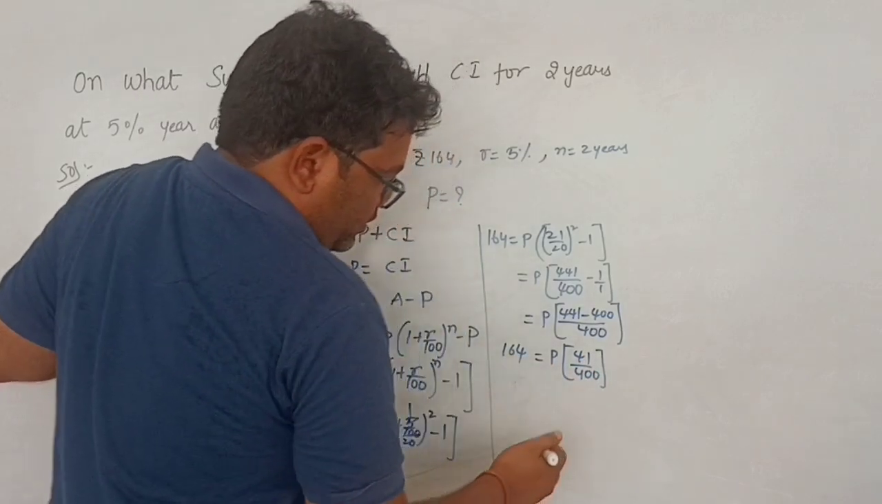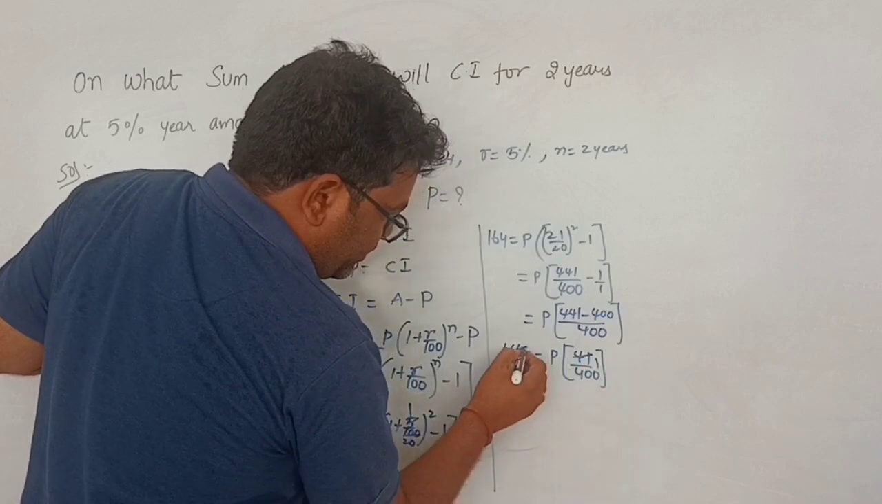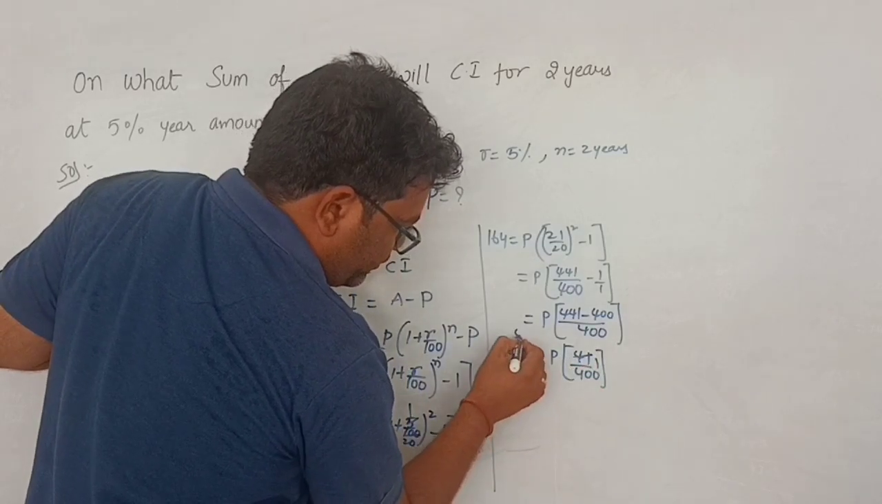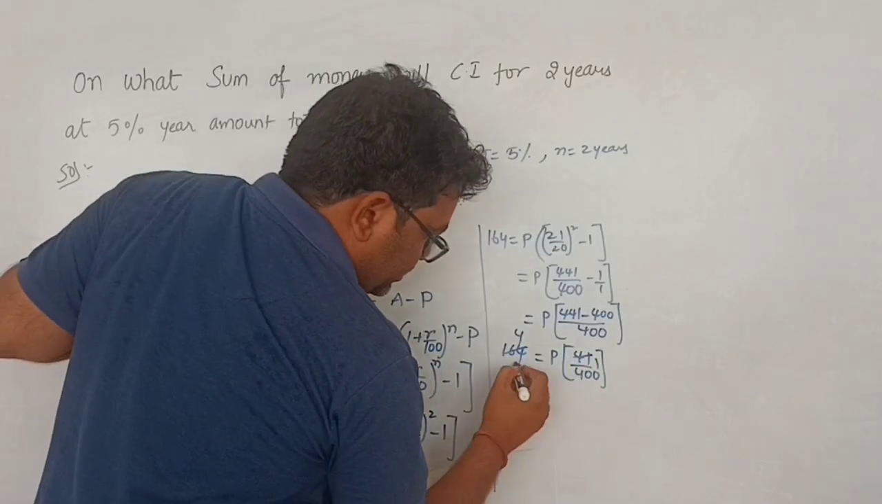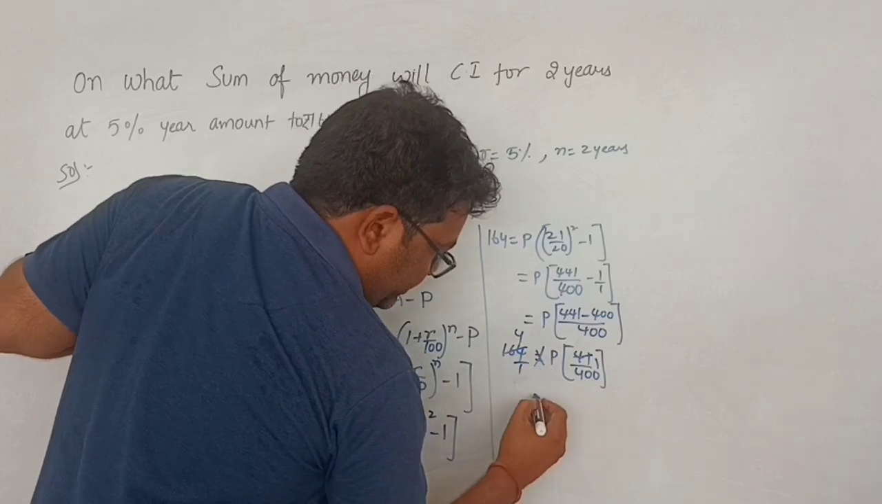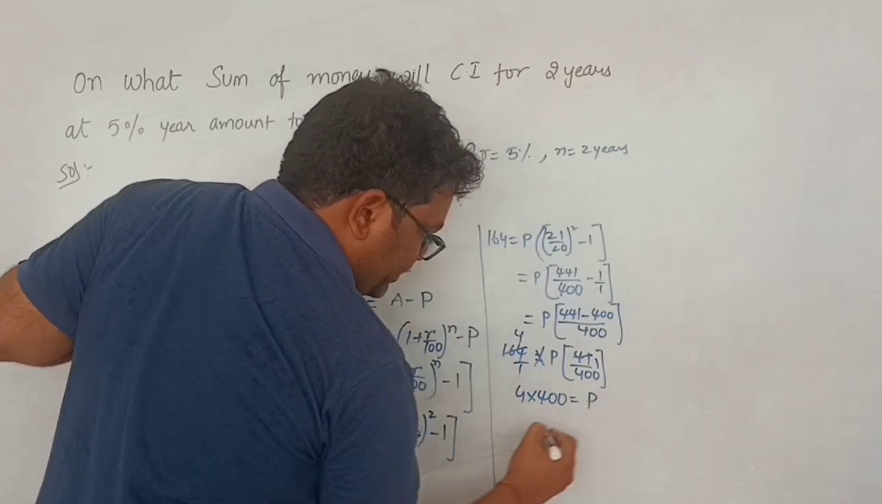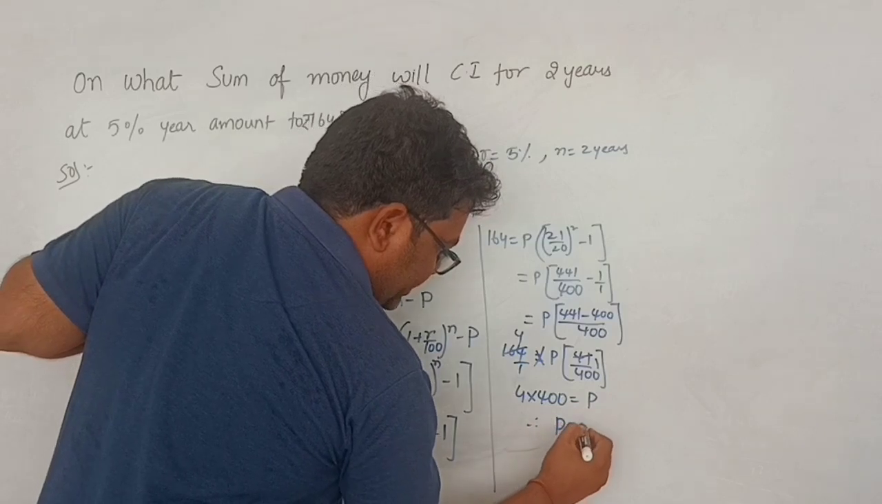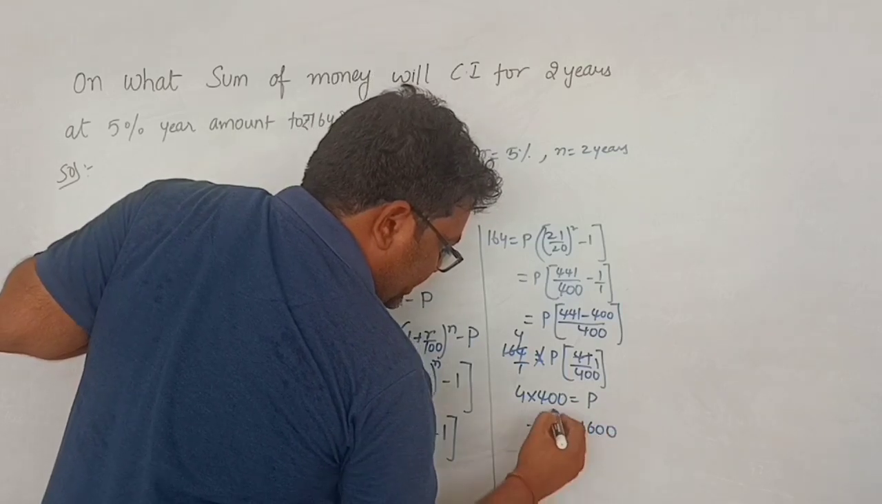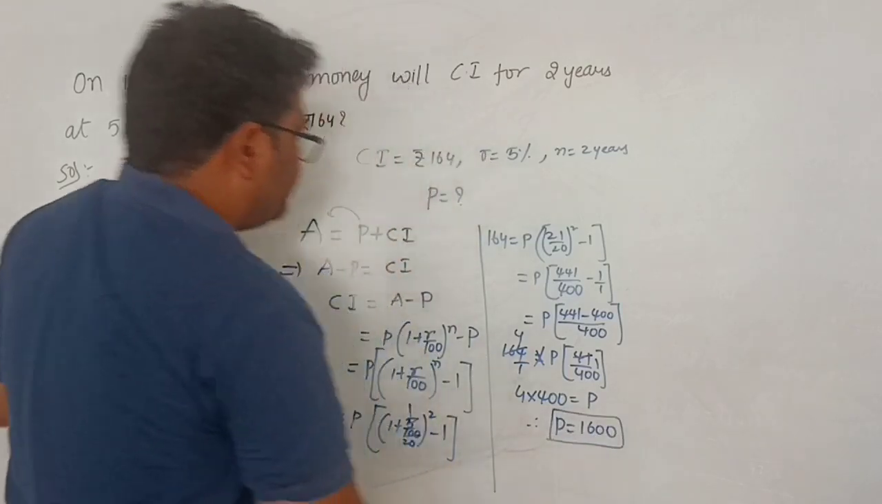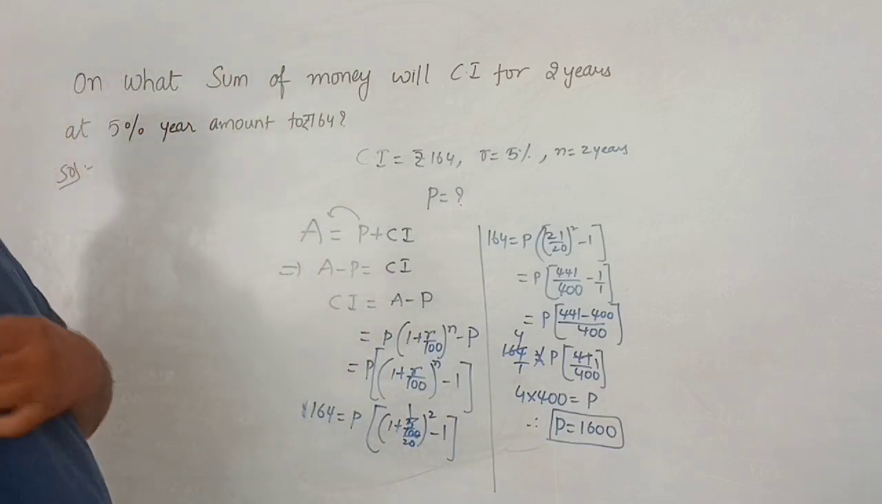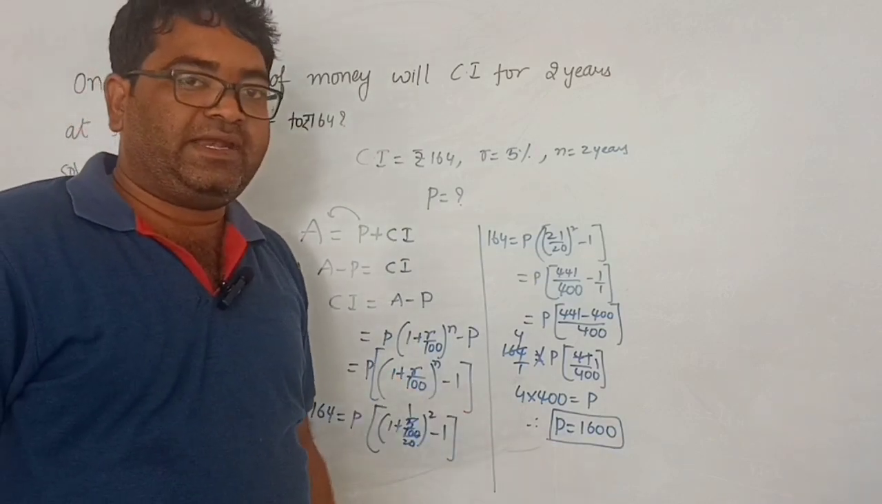Now 41 ones are 41, 41 fours are 164, by 1. Now cross multiplication, 4 into 400 is equal to P. Therefore P is equal to 1600. So the sum of money is 1600.